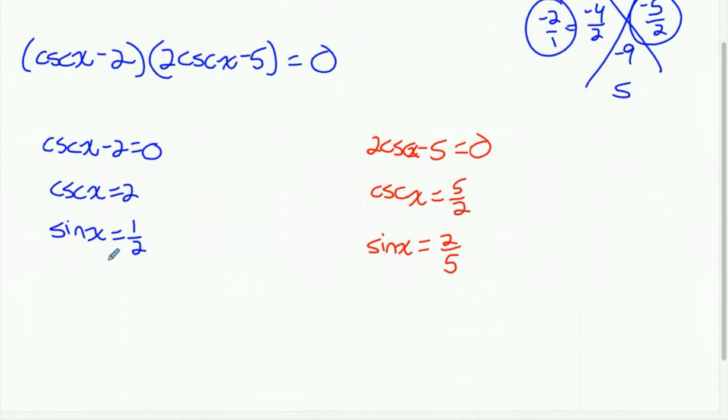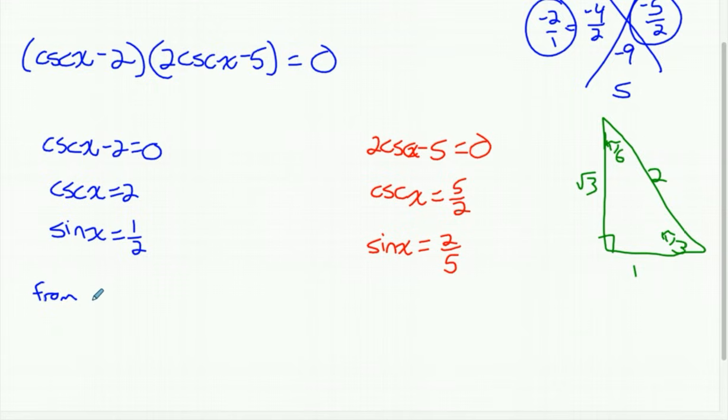So let's solve sine x equals a half. Hopefully you remember from your special triangle. Let me just really quickly draw the special triangle here. This is my pi over 3, pi over 6, 2, 1, root 3 special triangle. Sine of pi over 6 is 1 over 2, right? Opposite over hypotenuse is 1 over 2. So from the special triangle, sine pi over 6 is a half.